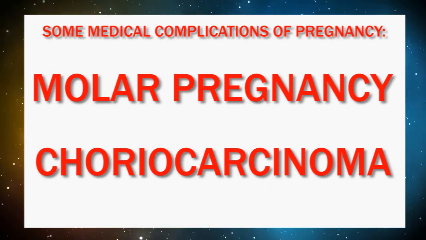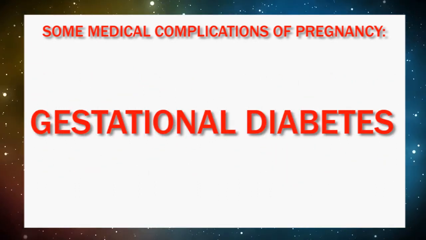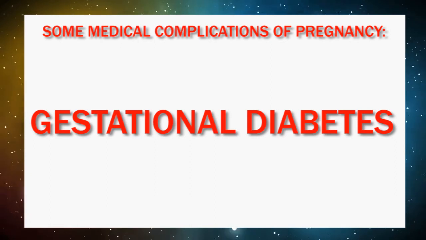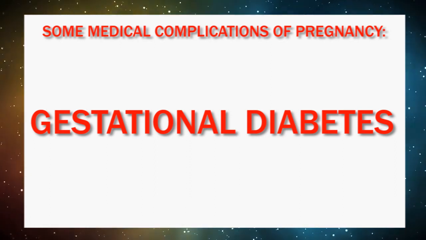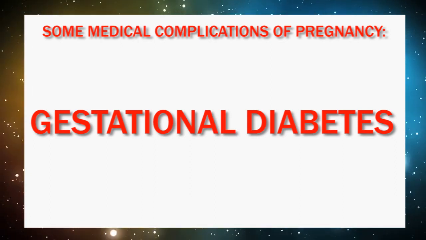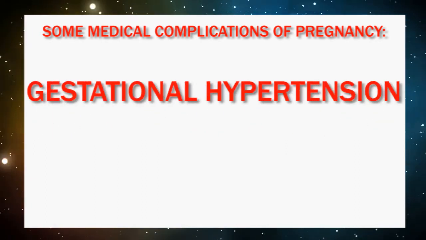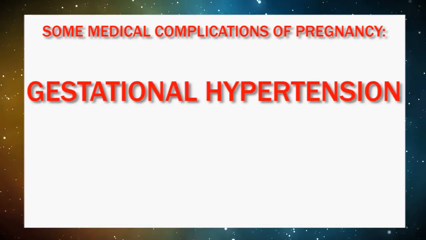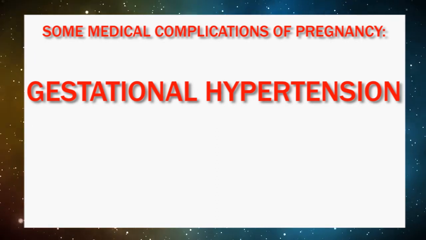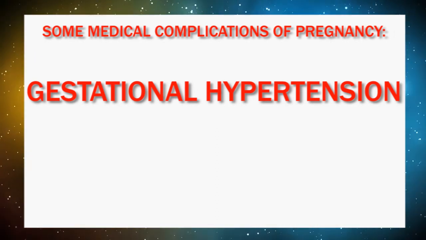Another complication is gestational diabetes, and this means the appearance of elevated blood sugar during the last half of pregnancy. We also have gestational hypertension, which is the appearance of high blood pressure in the second half of pregnancy.